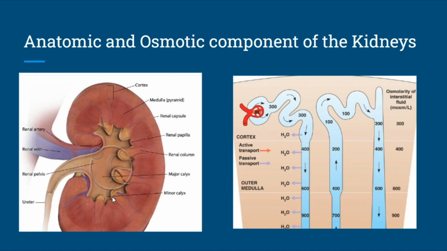We have the minor calyx. Two or three different papillae make a minor calyx. Two or three different minor calyces make a major calyx, and they make the renal pelvis right there. And finally, it gets into the ureters. But looking at the osmotic components, osmolality, as we have discussed in the previous slides: the cortex has the lowest osmolality, while the inner medulla has the highest osmolality, and it can vary between 300 to 1200 milliosmoles.